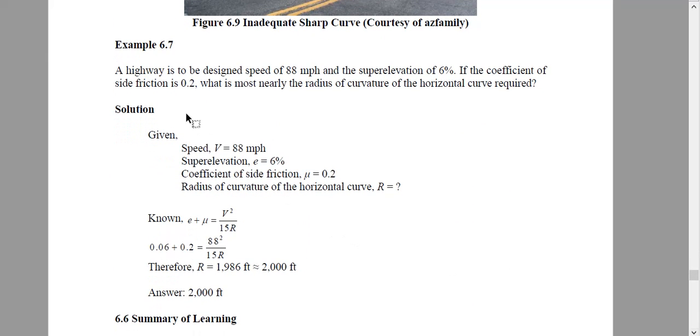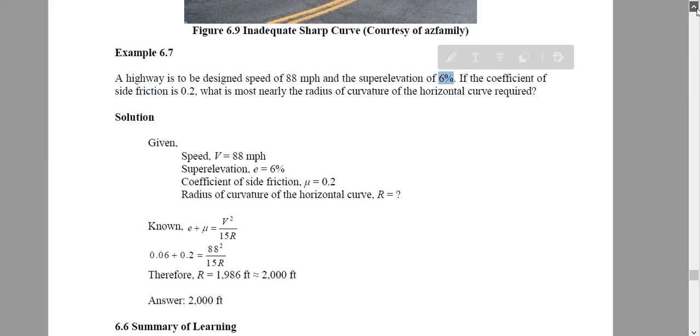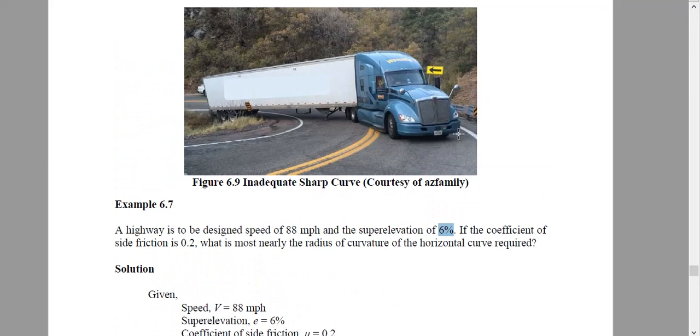You can see here a highway is to be designed with a speed of 88 miles per hour. There's some grammatical mistake, it should be designed for a speed of 88 miles per hour. Super elevation is 6%. What is that? Super elevation means this side will be up, this side will be down. That means if I go 100 feet, my rise will be 6 feet.